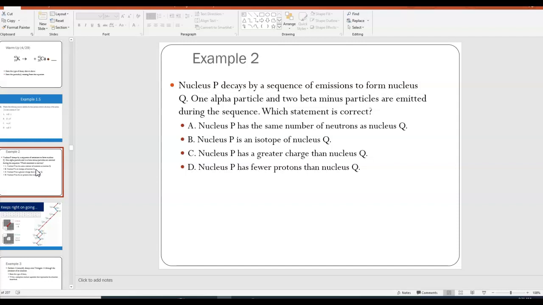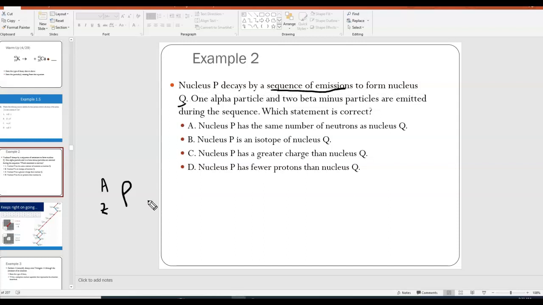Now, the easiest way to do this question is basically to start with nucleus P, and I would say this is a medium difficulty question. As long as you understand the concepts of what's happening, you can easily figure this out. But this is a concept question. So it says nucleus P. That's what we start with. Okay, nucleus P, let's say it has an atomic number of Z and a mass number of A, and it decays by a sequence of emissions to form nucleus Q.